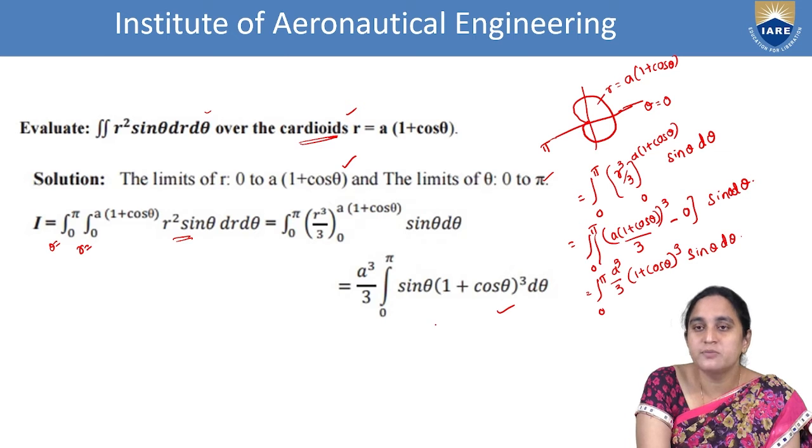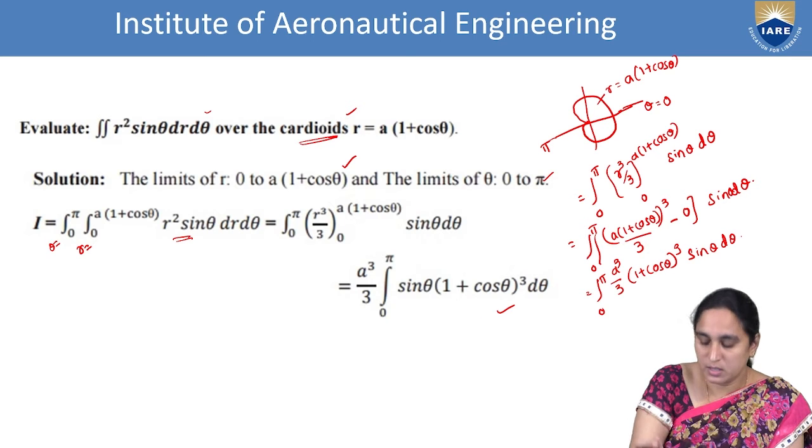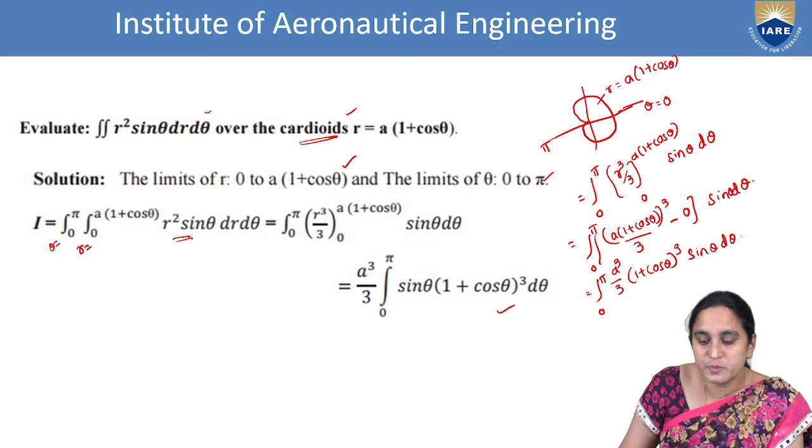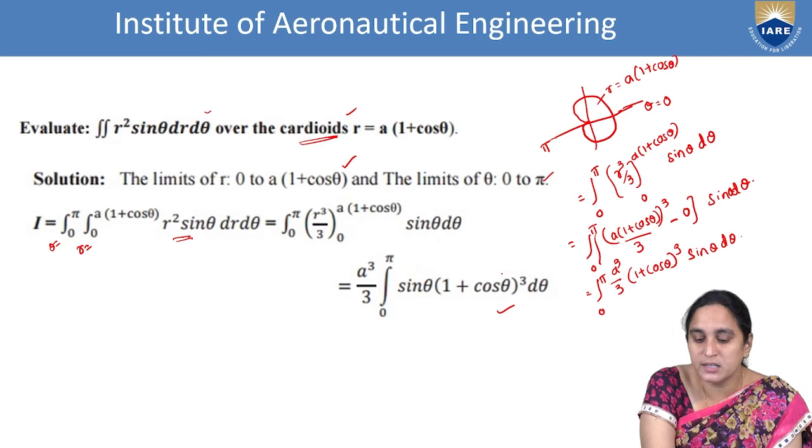After the integration with respect to r, it will convert like this. Now integrate with respect to theta. Is there any direct integration formula for sin theta into (1 plus cos theta) whole cube? There is no direct formula. First, I'll reduce this part as a single term.